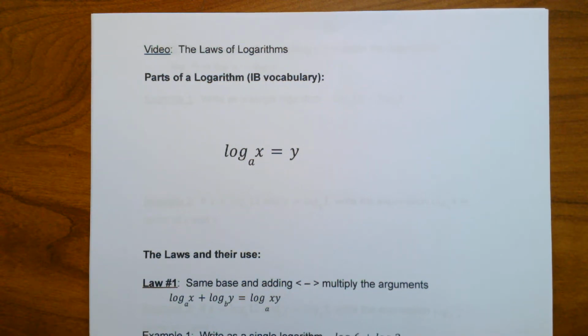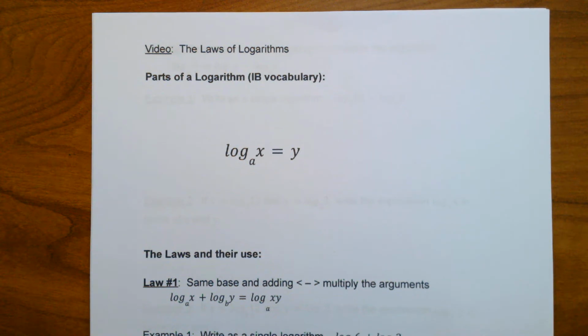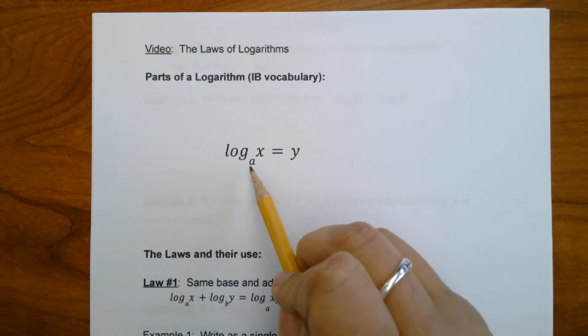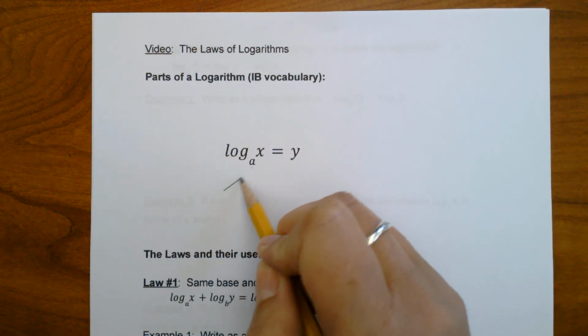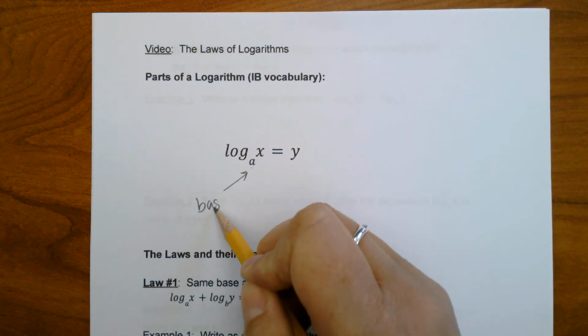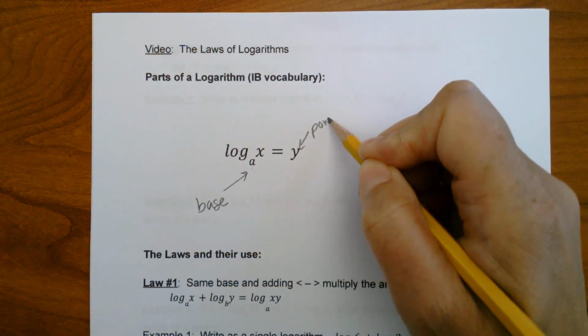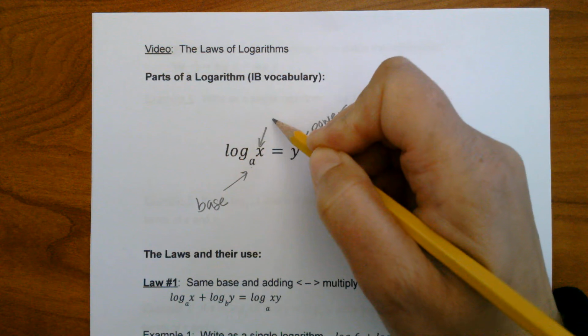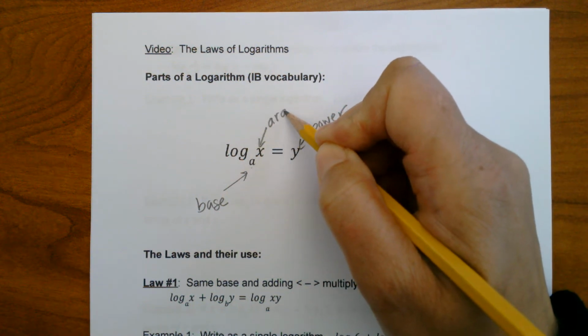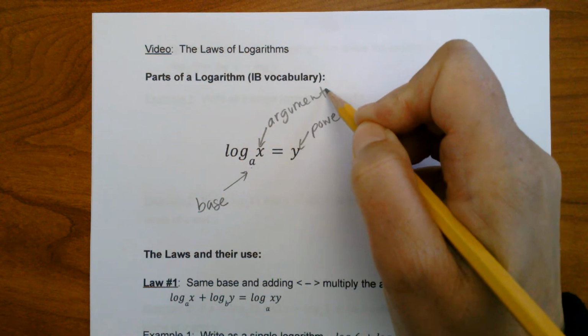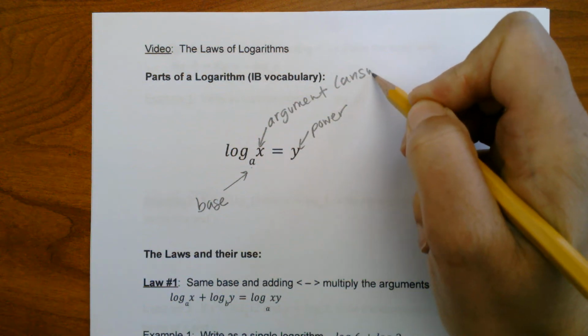Today we are going to learn about the law of logarithms. Before we start, I just wanted to go over parts of a logarithm, which is IB vocabulary, which you'll see in your books and your professors or teachers use it. So first we have log base a. This is called the base. This is going to be the power, and this is going to be what's called the argument. If you would like to think about it as the answer, you can too.